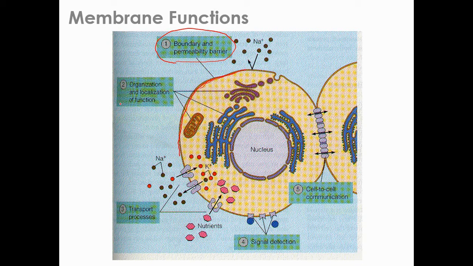Next is organization and localization of function. Because we have internal membranes, because we have organelles, and organelles are composed of, of course, they are also coated with internal membranes. So they organize these organelles, and then they localize the function of these things, right? If there were no cell membrane, all of these would just be floating in the cytosol without any localization, right? So number three, they also act for transport processes.